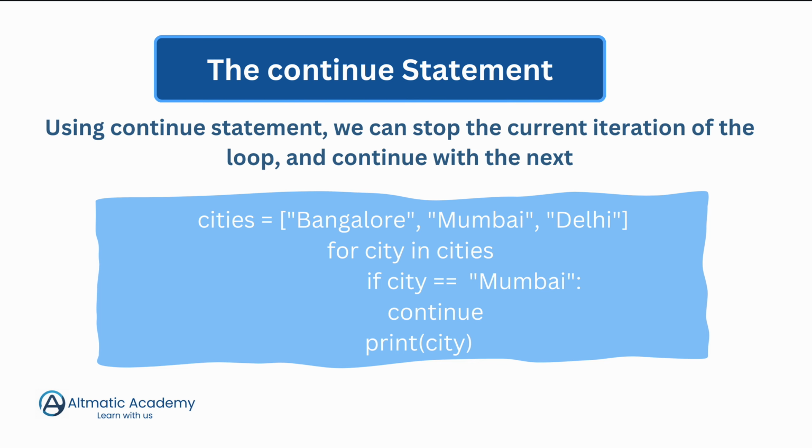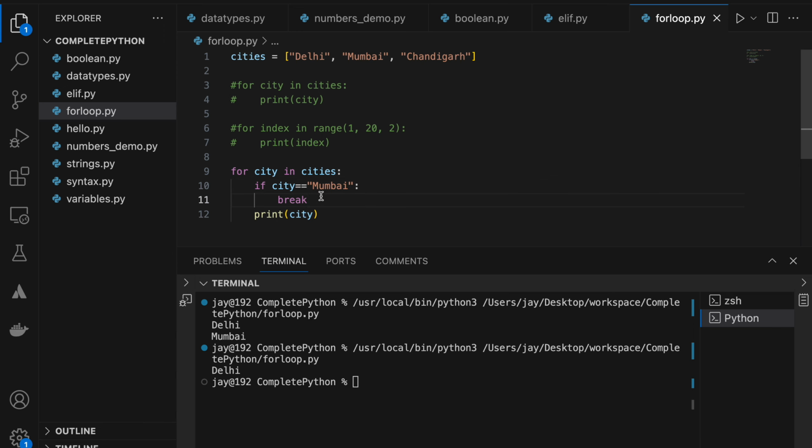Now continue. Break was just terminating our for loop, but continue is a little opposite of that. If some condition is true and you put continue, our program will skip that iteration without any action and it will continue to the next. It will not break. So let us see with an example.